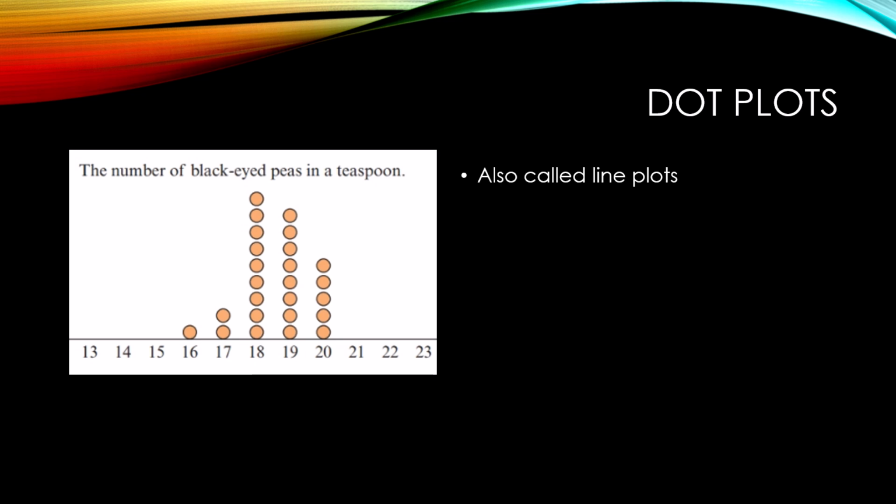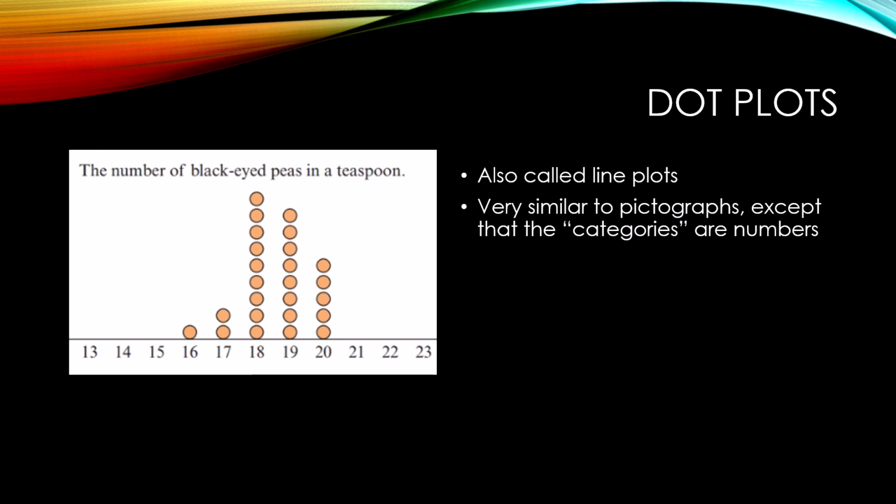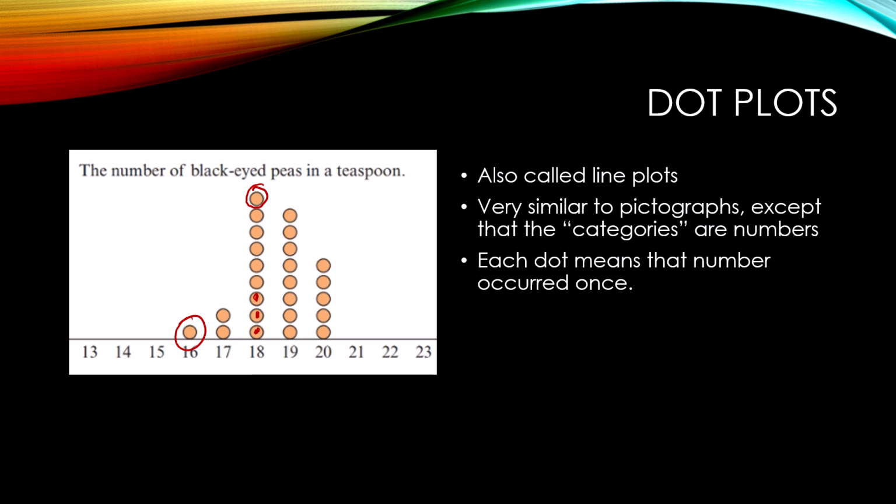Dot plots are also called line plots, and they're very similar to pictographs except that the categories are numbers. So in other words, each dot means that number occurred once. So this dot right here represents some time when someone scooped up a bunch of peas and there were 18 of them in a teaspoon. This one down here represents a time someone picked up 16. So each dot is an occurrence of that number. So the number 18 occurred 1, 2, 3, 4, 5, 6, 7, 8, 9 times.